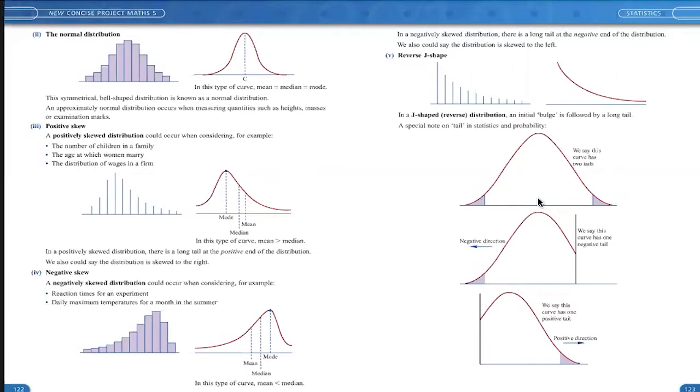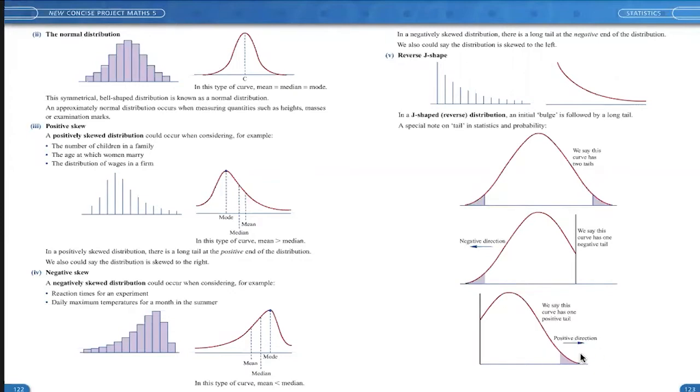And then the bottom three curves, the first one there is the normal distribution curve, and this is described as two tails. So it has a tail on the left, it's highlighted there, and a tail on the right. Just under it, it just has a negative tail.